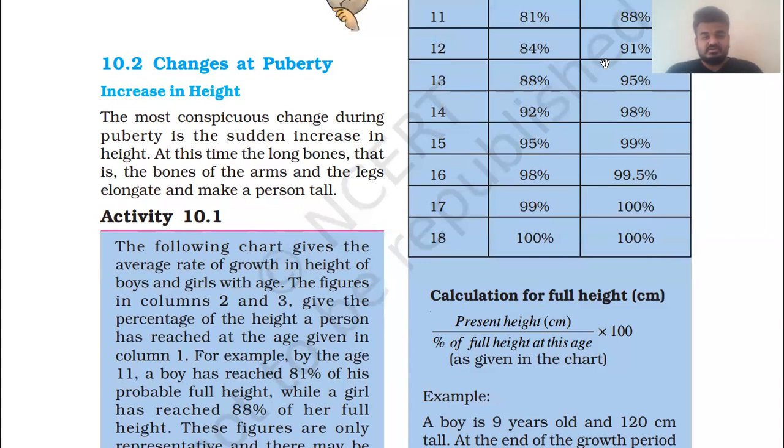The most conspicuous change during puberty is the sudden increase in height. At this time, the long bones, that is, the bones of the arms and the legs, elongate and make a person tall. Simply, it means they are having greater height and make a person tall.